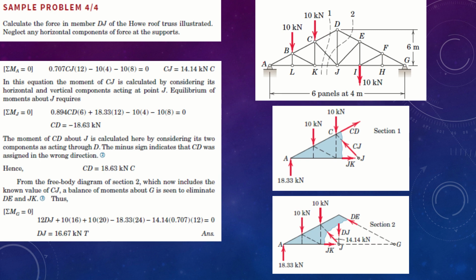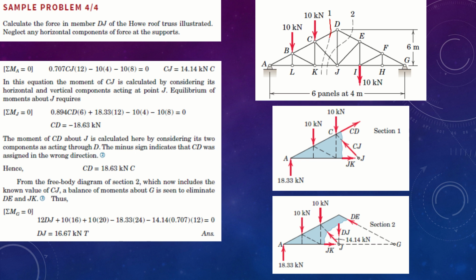This means AX and GX do not exist. They are balancing each other, in fact. So we have to cut the sections in such a way that there should be no more than 3 unknown forces. But look at this particular technique.